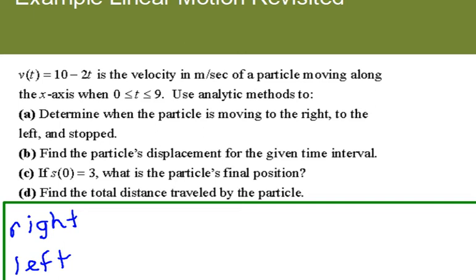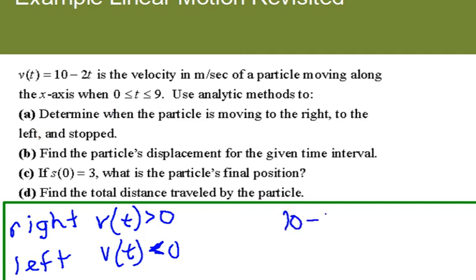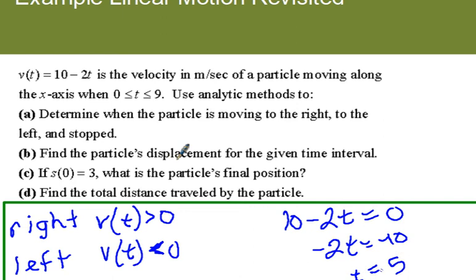How do we know when a particle is moving to the left, to the right, or stopped? Well, this is velocity, and velocity is how it's moving, so it's stopped when v of t is 0. It's moving to the right when the velocity is positive, and it's moving to the left when the velocity is negative. We have the velocity function, so we set that equal to 0 to find out when it's stopped. Subtract 10 and divide, and we get t equals 5. So we know it's stopped at t equals 5, so it must have been moving before and after that.